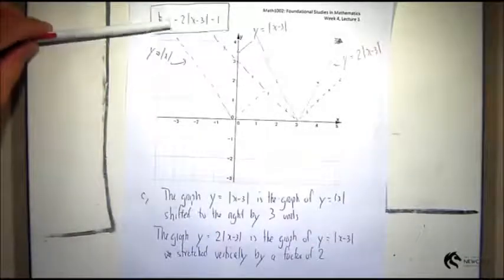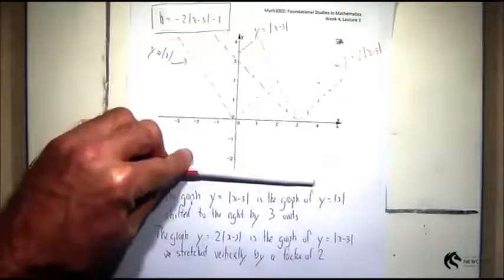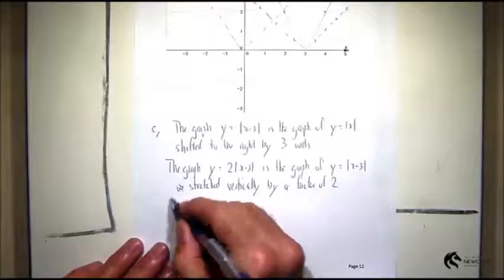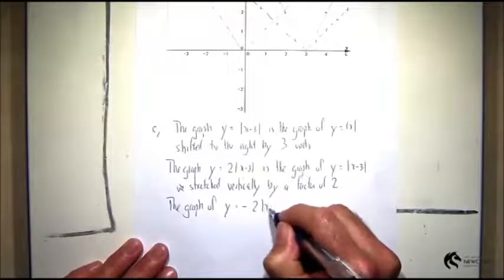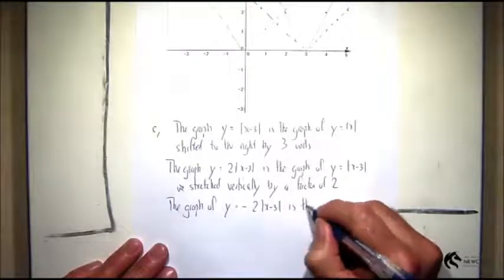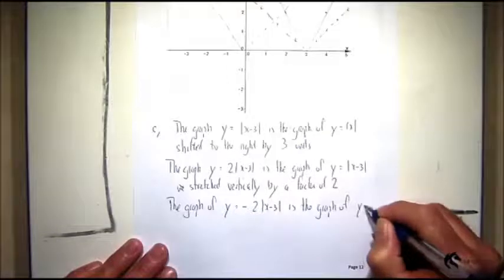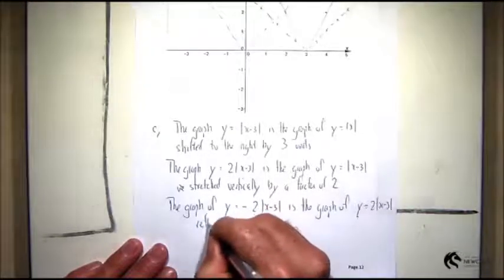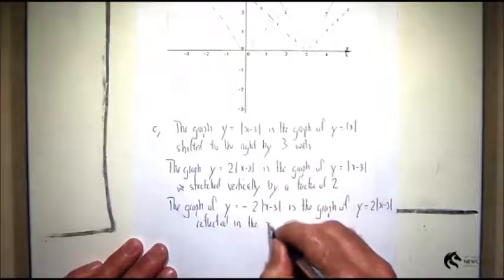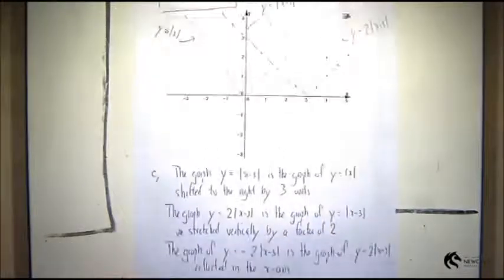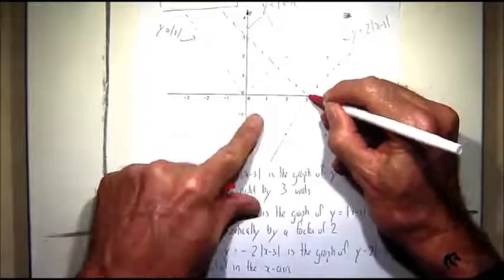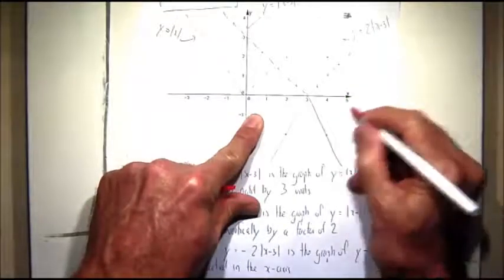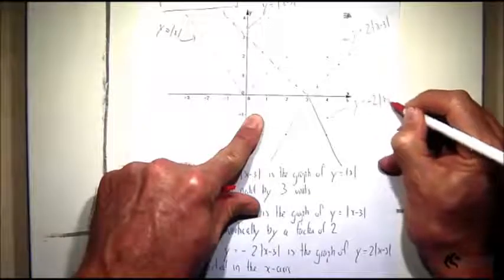Having done that, I can now quite happily work with the minus. All I have to do now is reflect that over the x-axis. So now the graph of y is equal to minus 2 lots of the absolute value of x minus 3 is the graph of y is equal to 2 lots of the absolute value of x minus 3 reflected in the x-axis. So that is that one. That's y is equal to minus 2 lots of the absolute value of x minus 3.